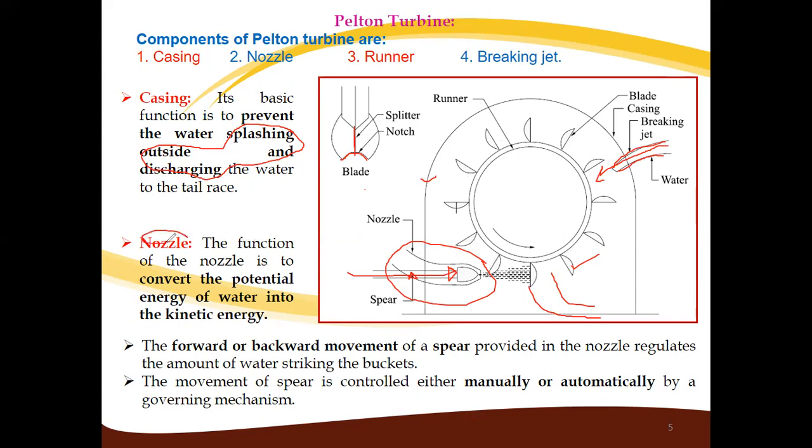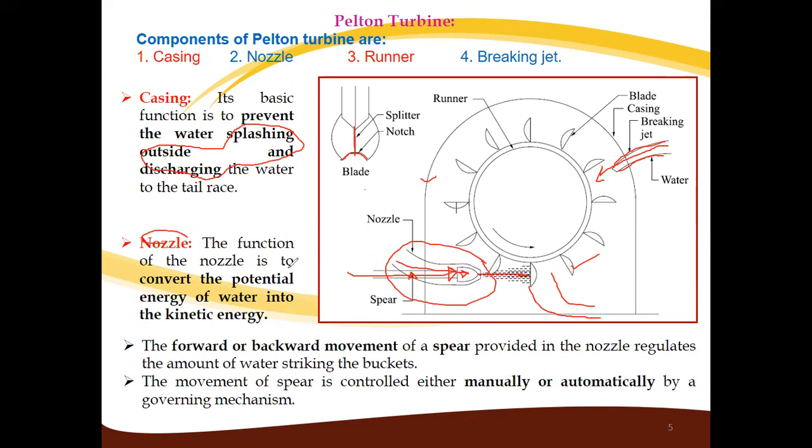The second part is the nozzle. The function of the nozzle is to convert the potential energy, or we can say the pressure energy, of water into kinetic energy. So there is a high velocity jet. It will be produced because of this nozzle.